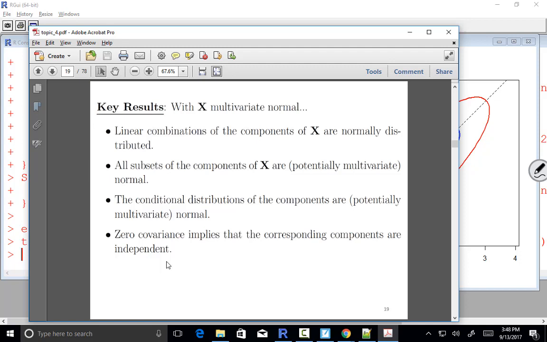And then the other kind of specialized result for multivariate normal is that no correlation means statistically independent. And that's not generally true. It's possible with non-normal data to have two random variables that are not correlated, but they're not independent. So the only time you could say zero correlation means statistical independence is with normality.